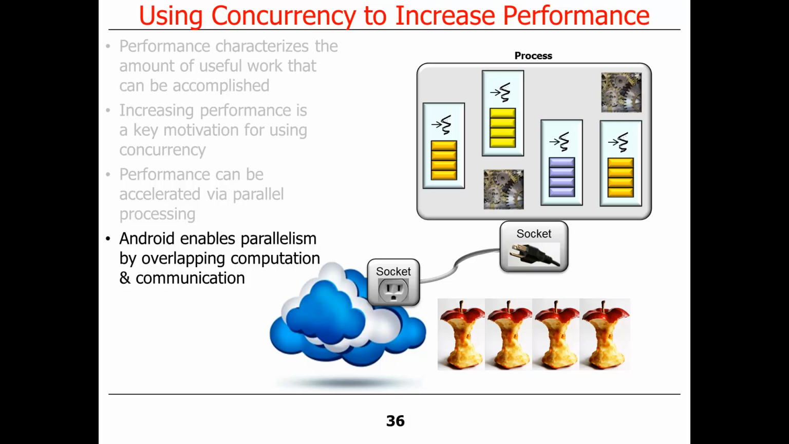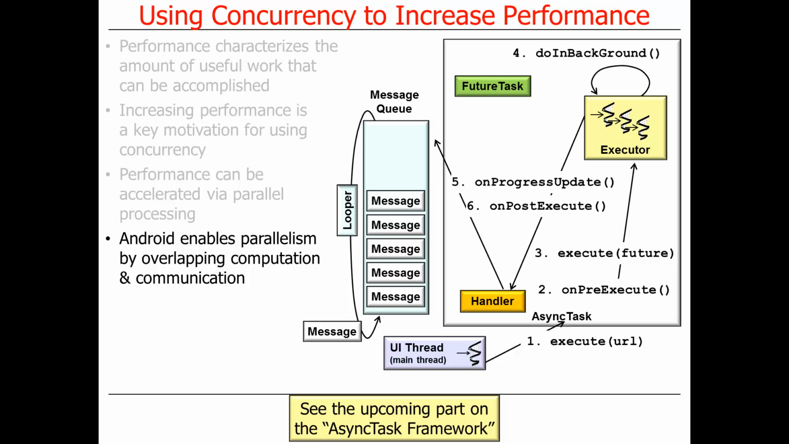And that would become more clear if we were downloading multiple files at the same time and doing other kinds of things. So the ability to overlap computation and communication is very essential, and Android does a lot of that kind of stuff with various features it provides. As we'll see later on, there's something called the async task framework.